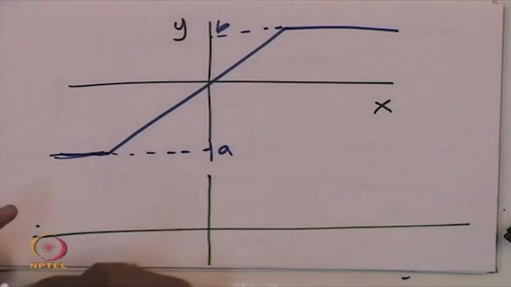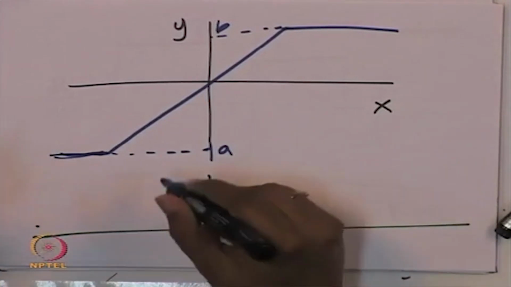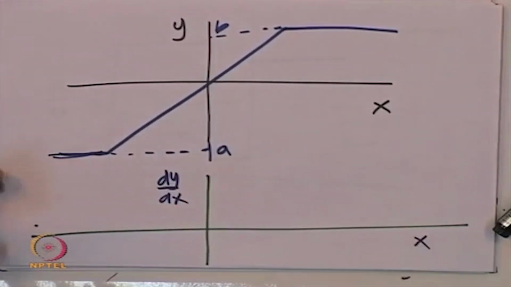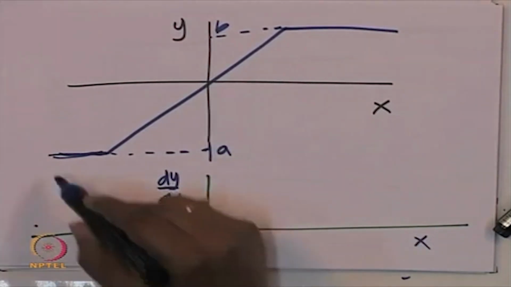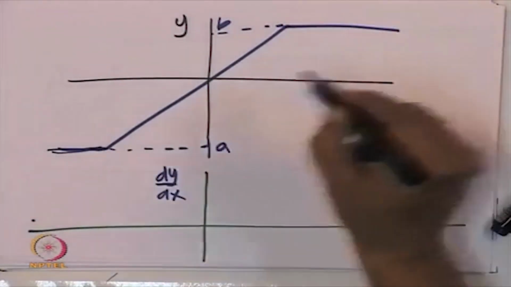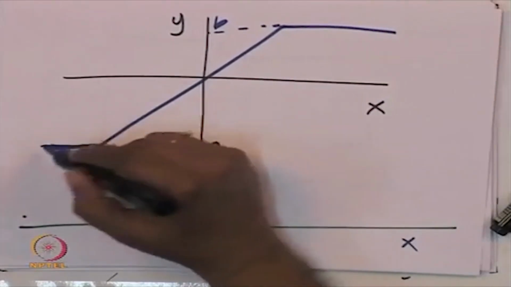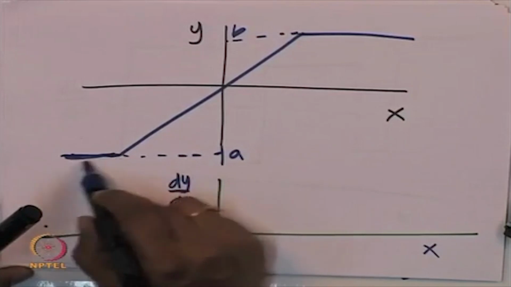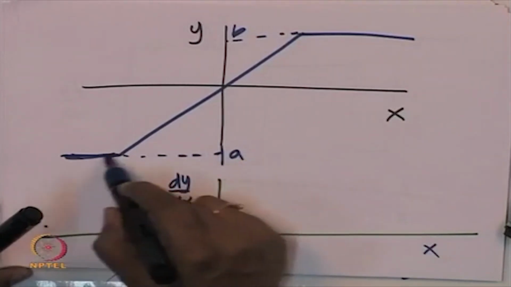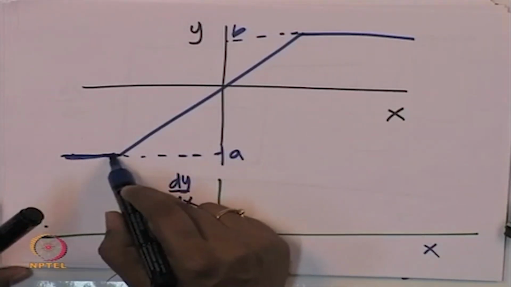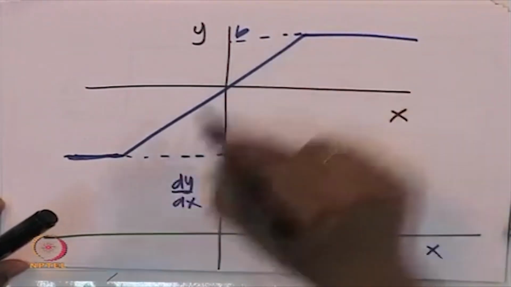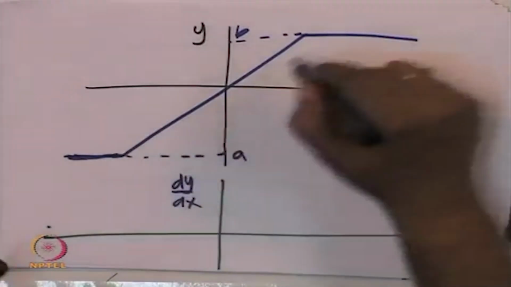So, we have to draw dy by dx versus x. You can see that this curve has three parts. In this first part, it's a constant line, y is equal to a. Here is also a constant, y is equal to b, and in between is a straight line. So, you have three functions.